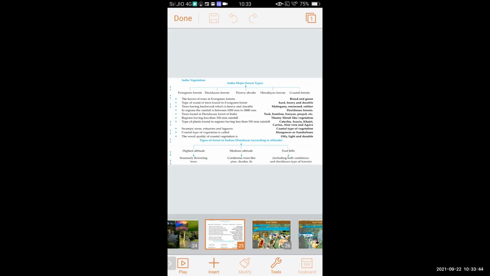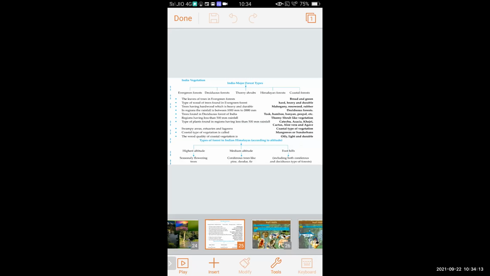So in this way, today we have learned about the types of forest in India and the Indian vegetation. The major forest types of India are evergreen forest, deciduous forest, thorny shrubs, Himalayan forest, and coastal forest.